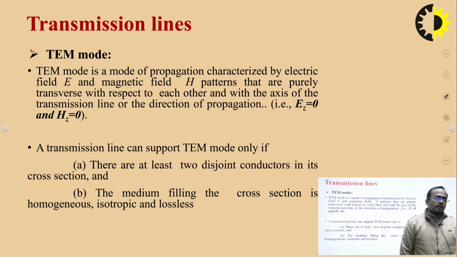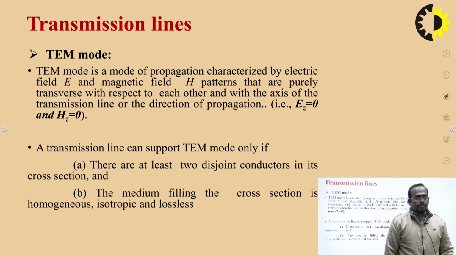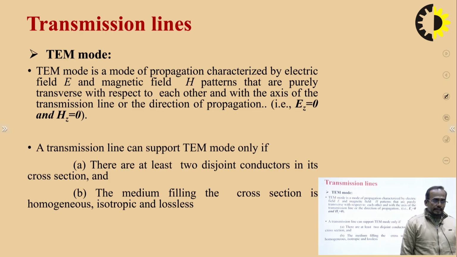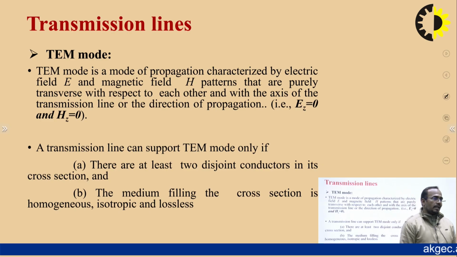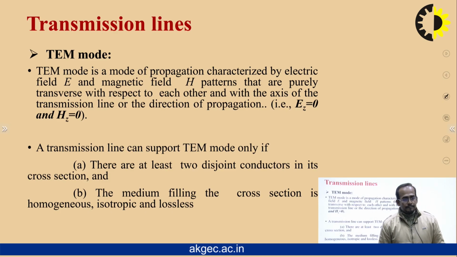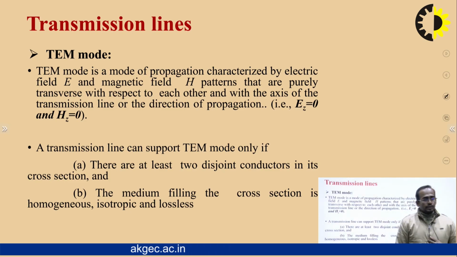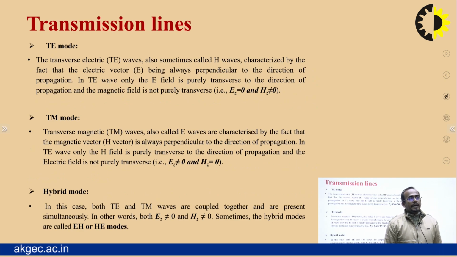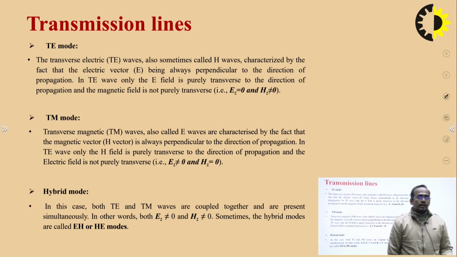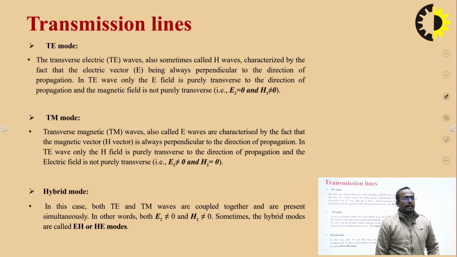Or you can say the electric field component in the Z direction, Ez, and the magnetic field component in the Z direction, Hz, will be 0. A transmission line can support TEM mode only if there are at least two disjoint conductors in the cross section, and the medium filling the cross section is homogeneous, isotropic and lossless. On this basis we can divide various modes. Basically there are three types of mode: TE mode, TM mode and hybrid mode.